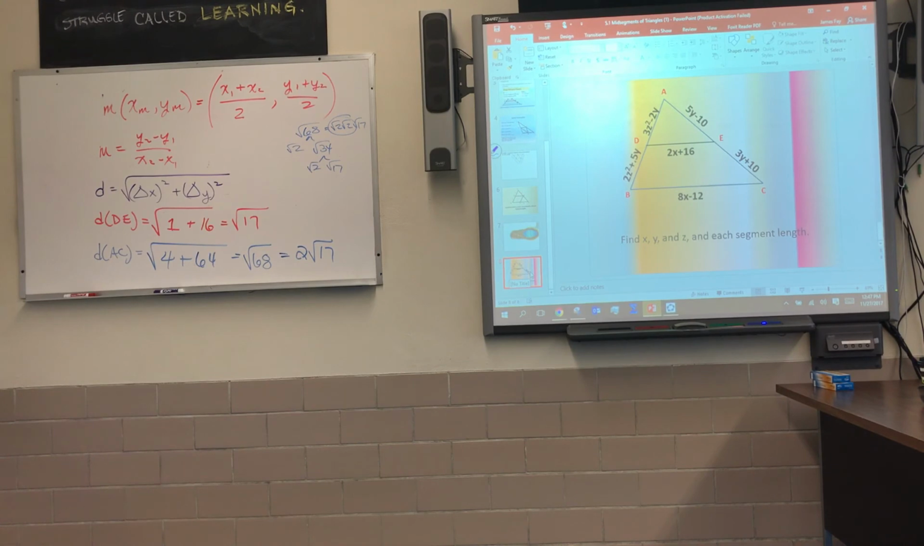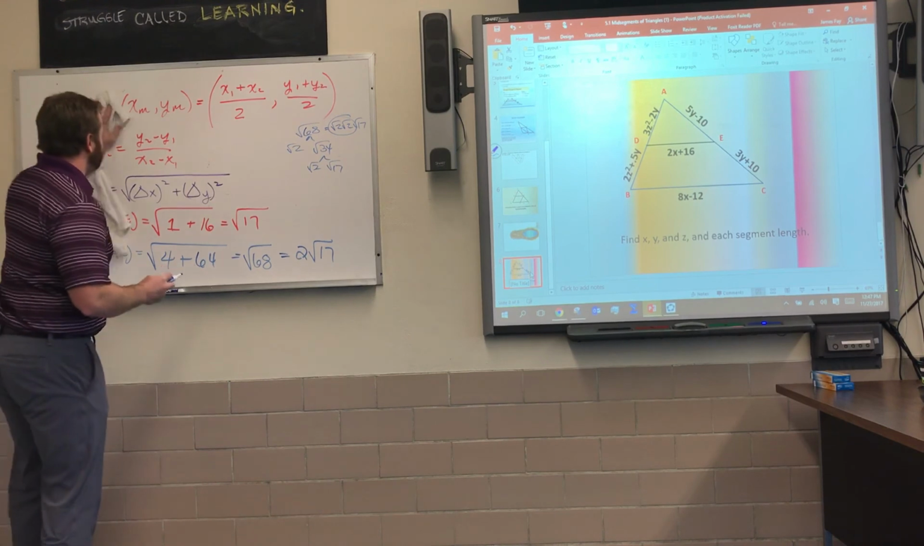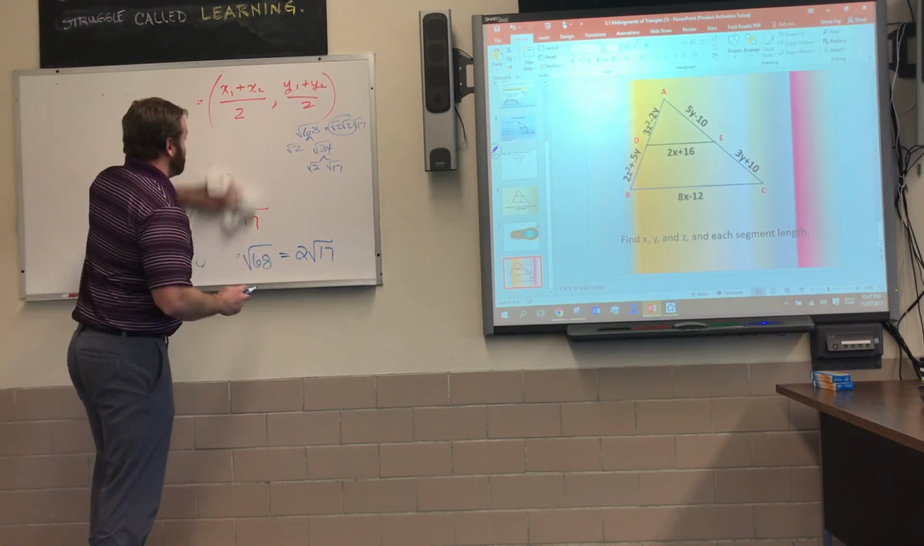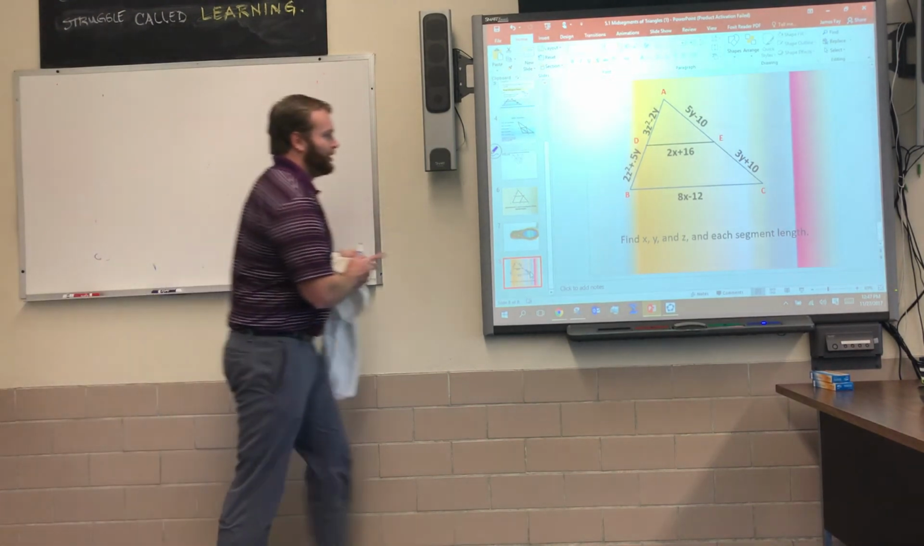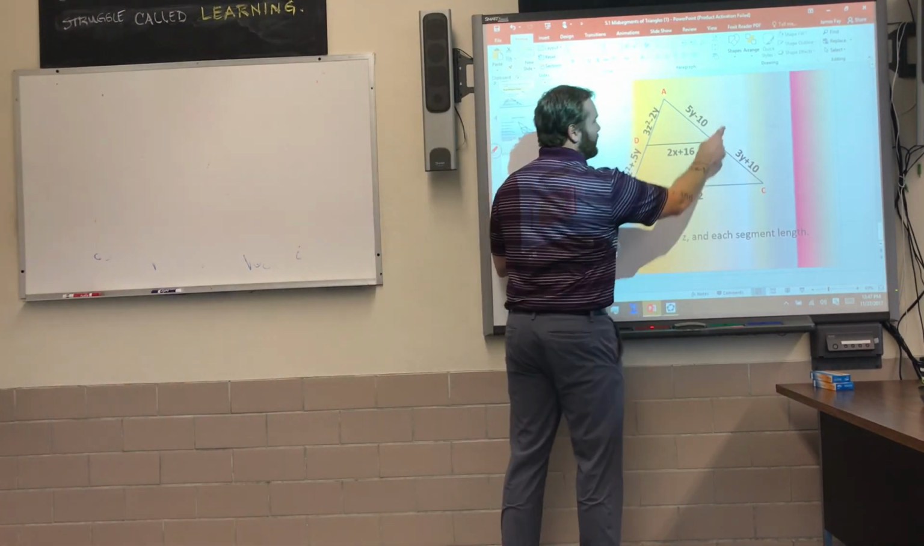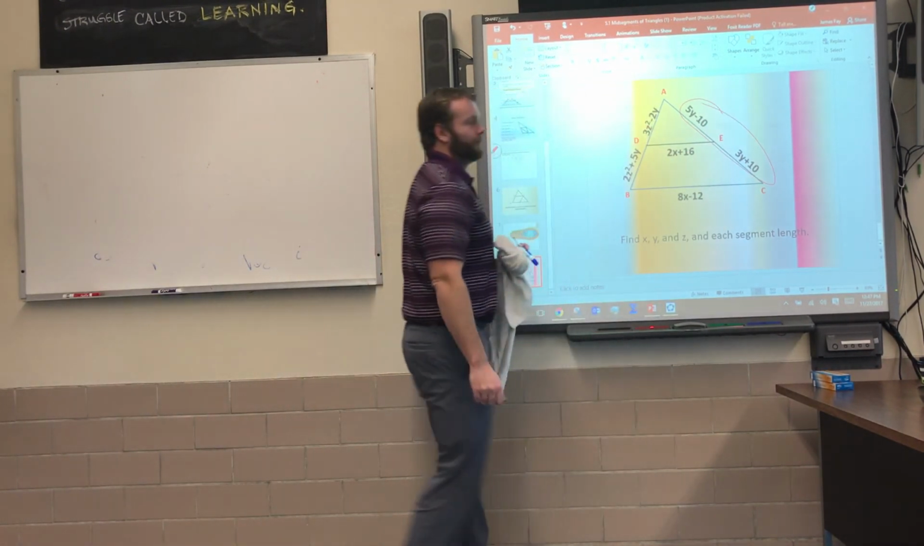Just an example here, real quick, with finding X, Y, and Z. I'm going to tell you that D and E are both midpoints. If D and E are midpoints, and I want to find X, Y, and Z, what is the relationship that you're going to set up between maybe those two things?